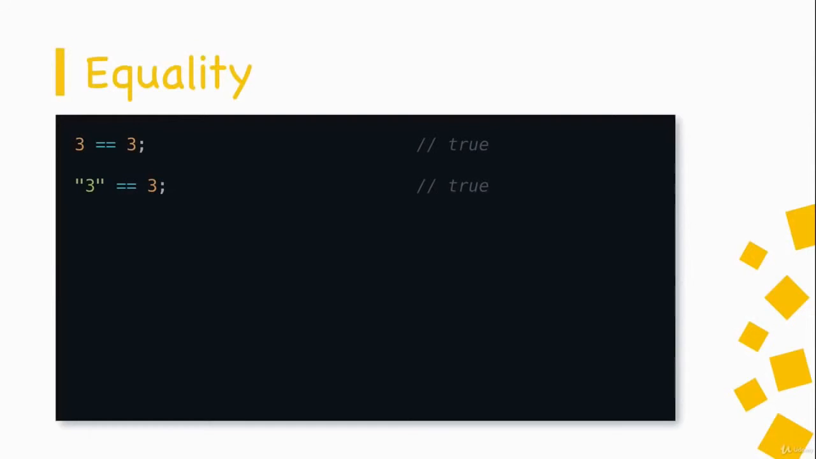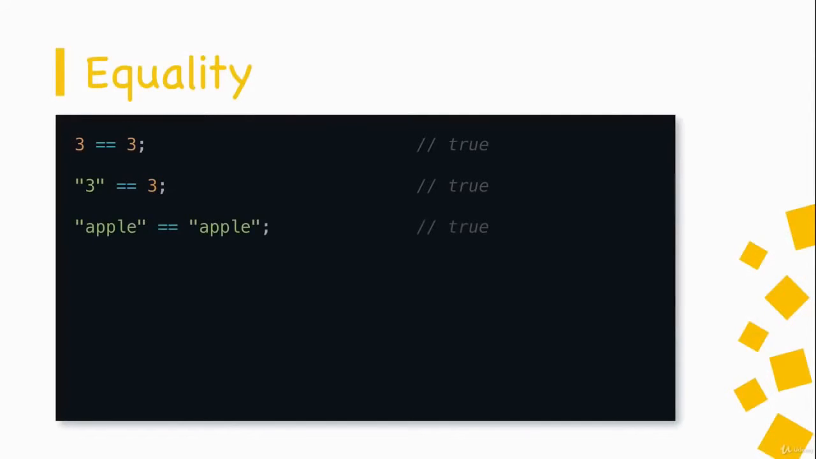However, the data type doesn't matter. So in this case, we have a "3" string and a 3 number, and they're still equal in the equality operator. So string "3" equals 3 is still true because the data type doesn't matter. If the values are the same, then it'll return true. So in this case, although one is a string and another is a number, the value of both are the same, which is 3. That's why it returns true, regardless of the data type.